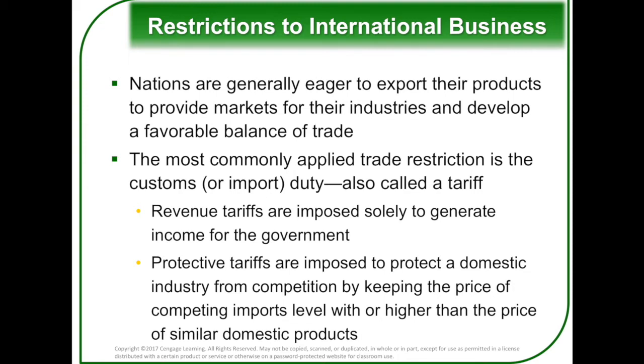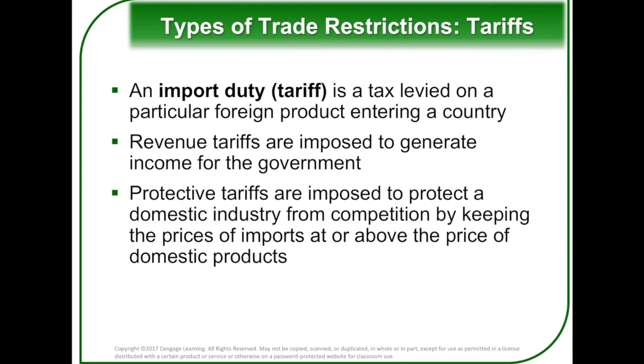You've got, say, a local industry in Central America being coffee, and you want to keep the price of competing imports level with or higher than the price of similar domestic products. So you may put a tariff on coffee coming into the country because you've already got so many people producing it, and you don't want the market price level to drop. So an import duty is just basically a tax or tariff on something being imported into a country. Again, as I mentioned earlier, it generates income for the government.